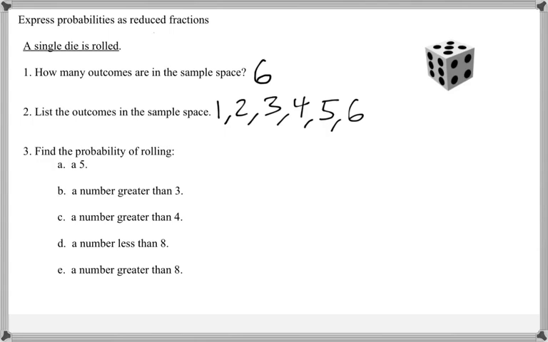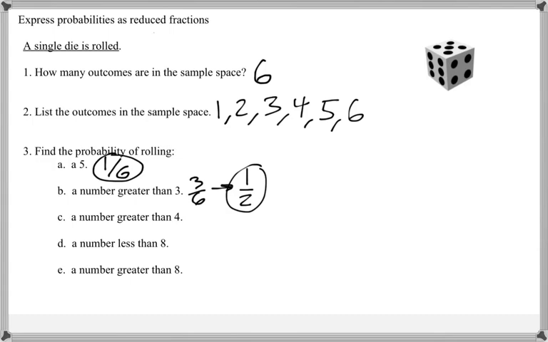Number 3 says find the probability of rolling, and then part A is a 5. So only one side shows a 5. So this would be a 1 out of 6 chance. Part B, a number greater than 3, that would be 4, 5, and 6. So that is 3 numbers out of 6, which reduces to 1/2.